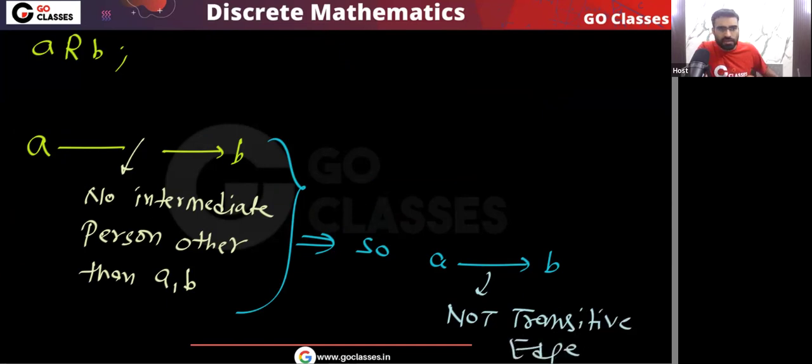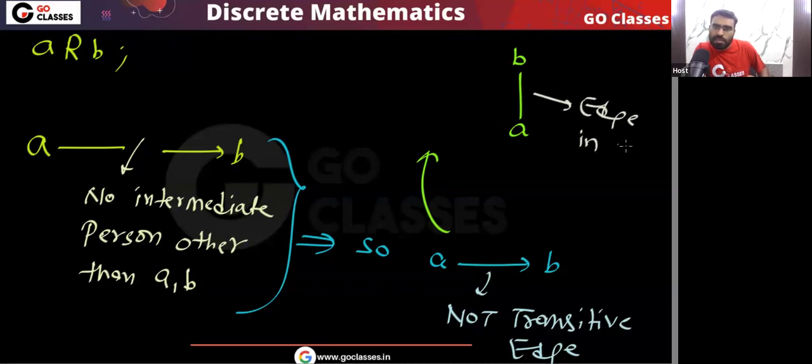Okay, this is not a transitive edge. So that is the reason, remember what we will do? We will show it in the Hasse diagram. This edge will definitely come. Yes or no? This is the edge in the Hasse diagram. Is this clear to everyone?